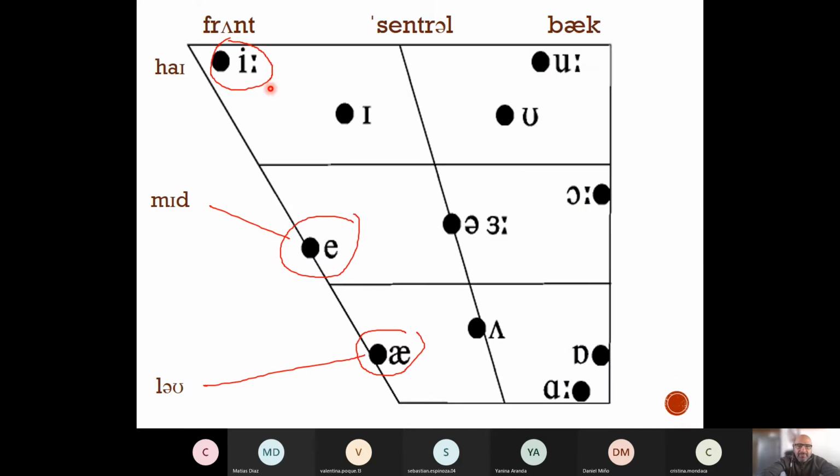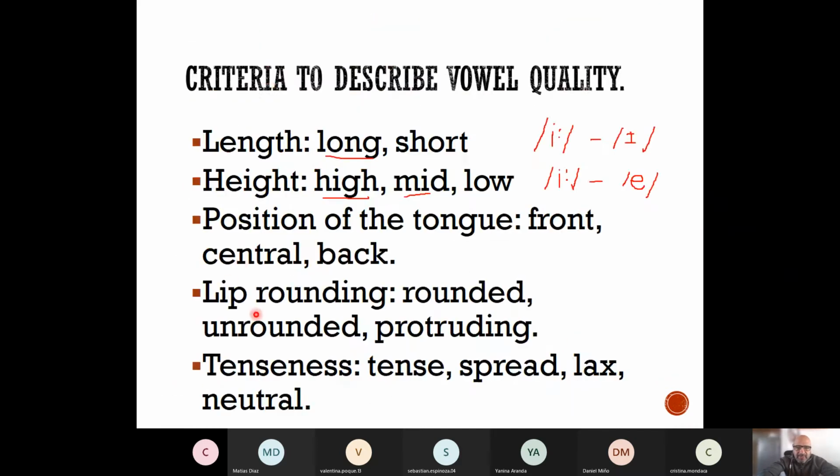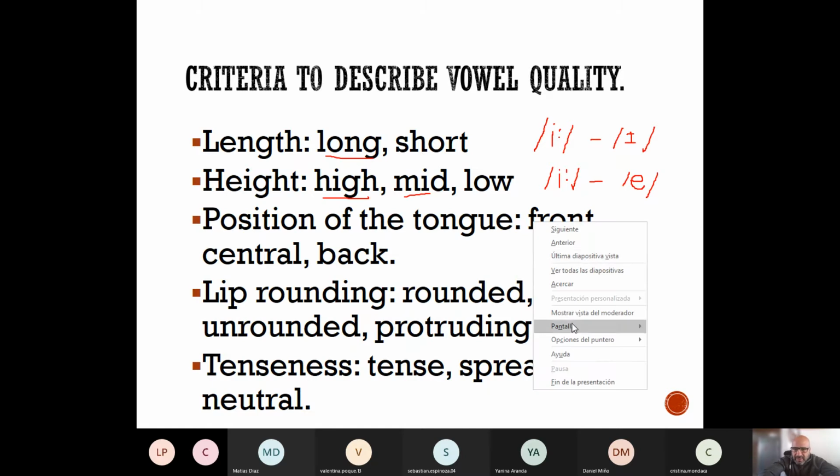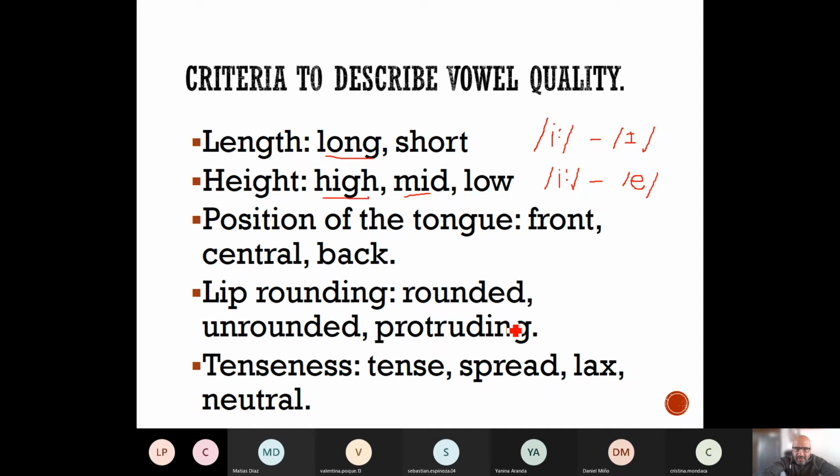The lip rounding is whether we put the lips in a circle shape or not in a circle shape. When we produce the vowel U, the lips are rounded.